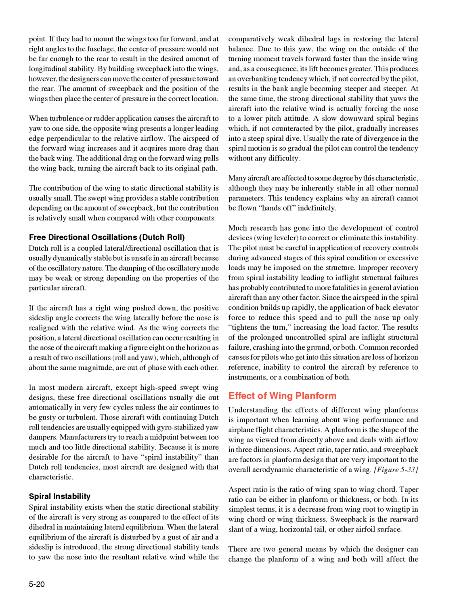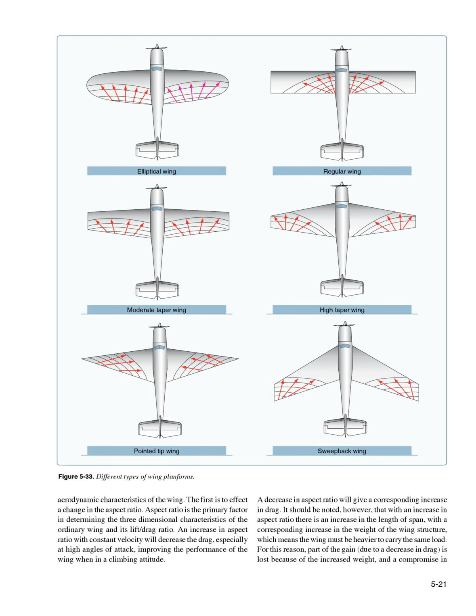Taper ratio can be either in planform or thickness, or both. In its simplest terms, it is a decrease from wing root to wingtip in wing chord or wing thickness. Sweepback is the rearward slant of a wing, horizontal tail, or other airfoil surface. There are 2 general means by which the designer can change the planform of a wing, and both will affect the aerodynamic characteristics of the wing. The first is to effect a change in the aspect ratio.